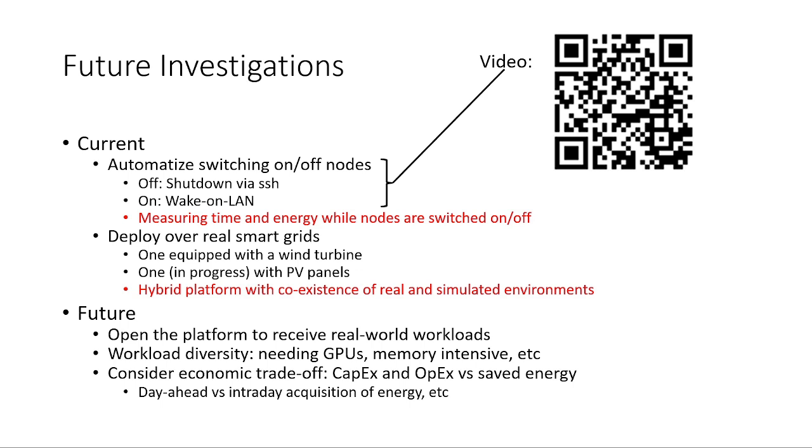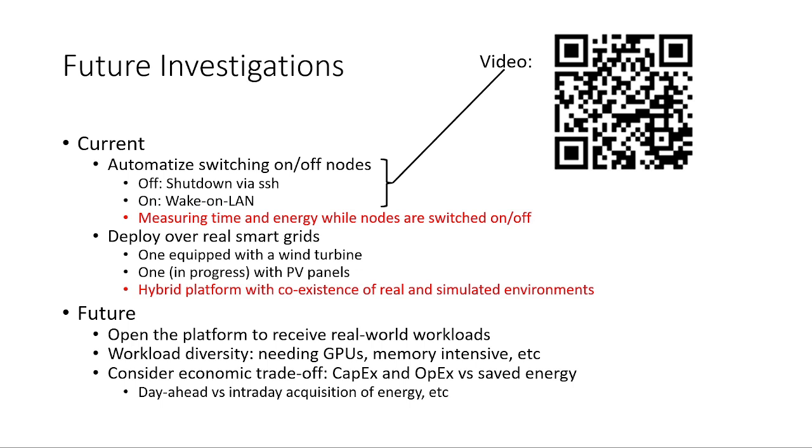And then we are deploying everything over real smart grids. We have one smart grid using wind turbines in Aalborg, one that you are building using photovoltaics, and we are creating a platform that mixes together simulated nodes, simulated microgrids, and real environments. Obviously, we cannot do the 30x speed up anymore, but this is for sure an improvement in terms of realism. And finally, in the future, we plan to open the platform to receive real-world workloads from, for example, the students of our university, for example, LLM interrogations, queries.